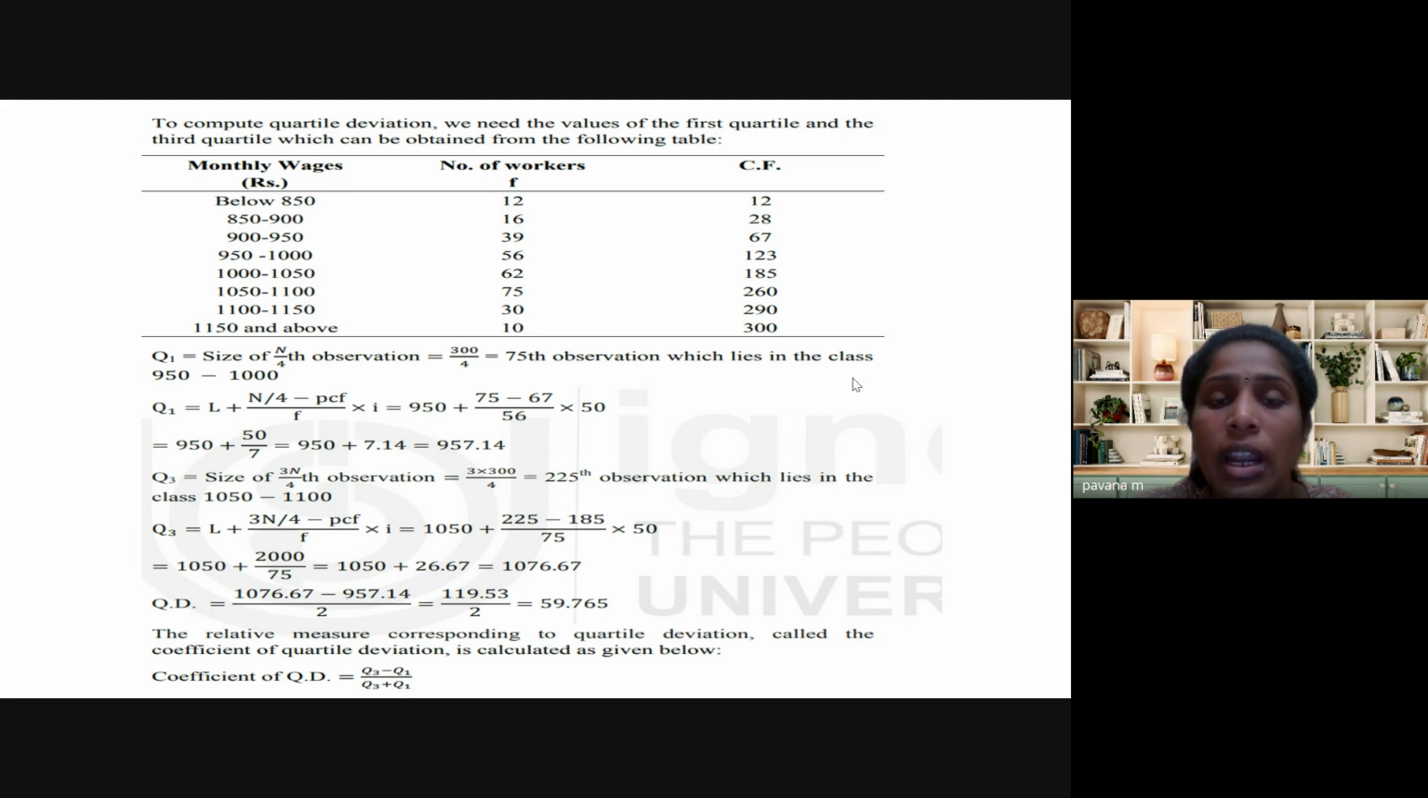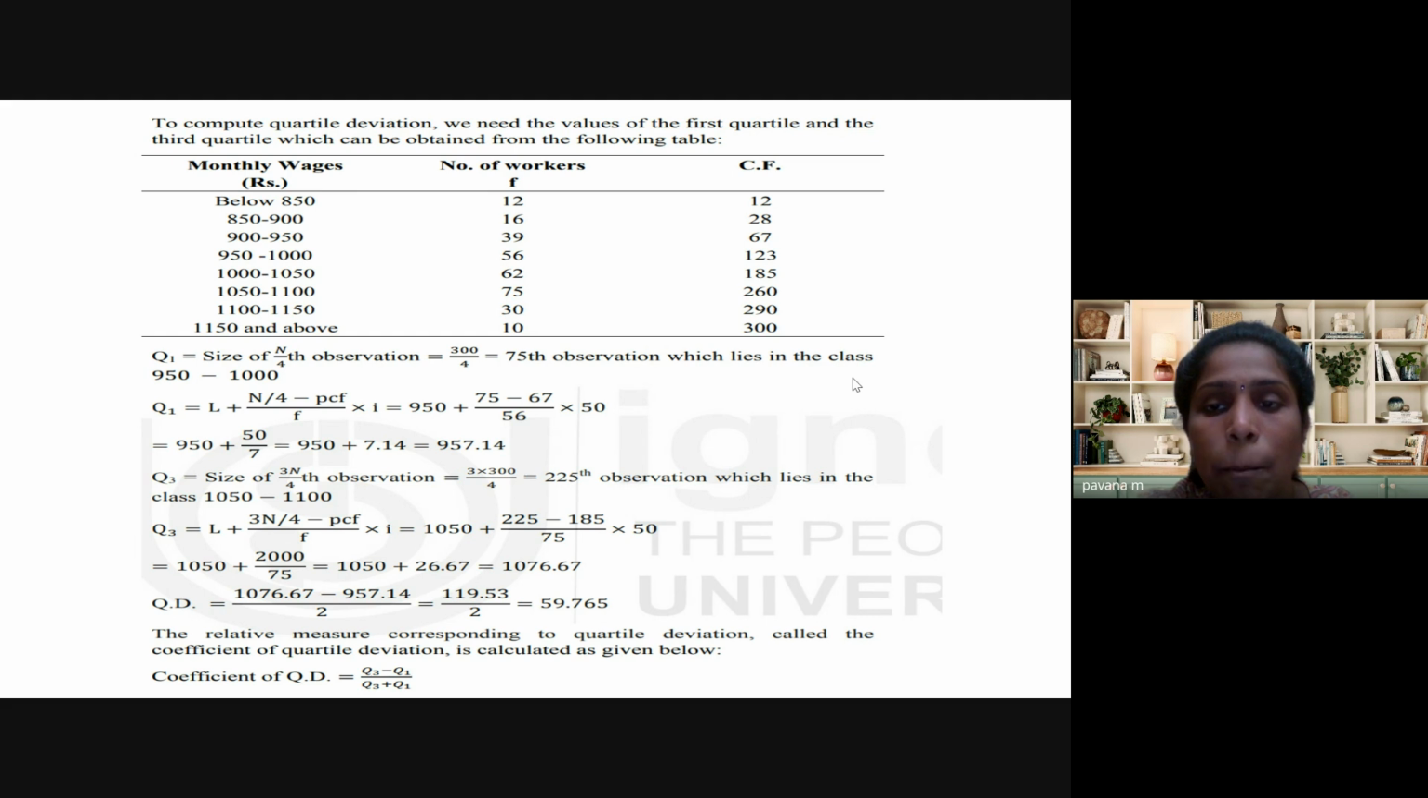So the lower level is 950. L is equal to 950 plus N by 4. N by 4 means 300 by 4, 75, minus the preceding class interval's cumulative frequency 123. So in the cumulative frequency, above 123 is 67. So that is the preceding cumulative frequency.